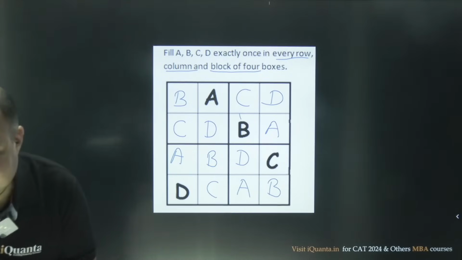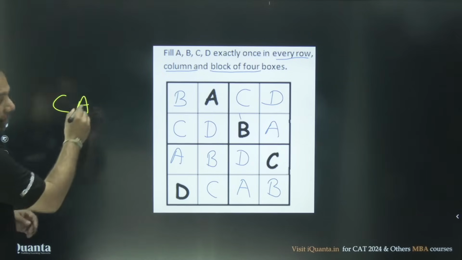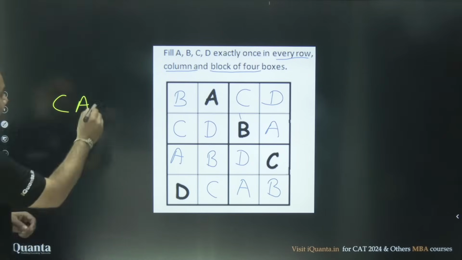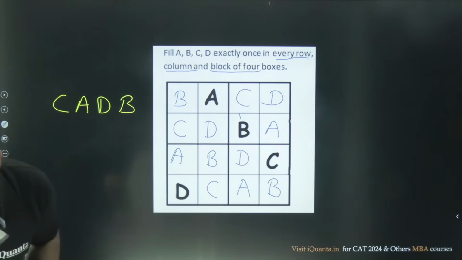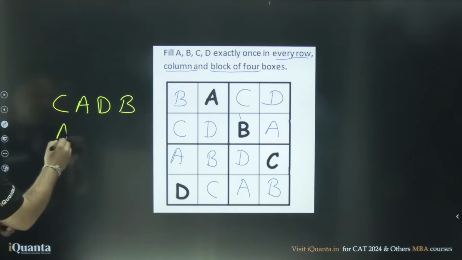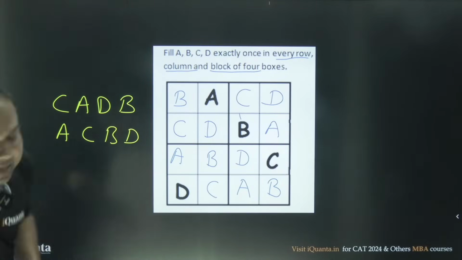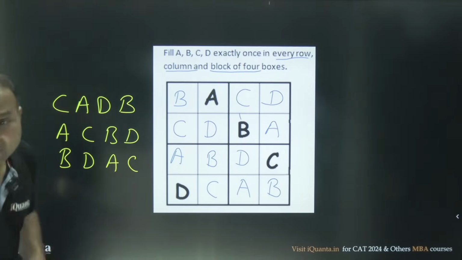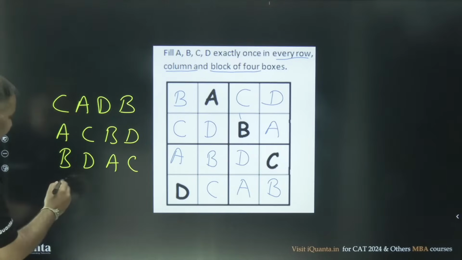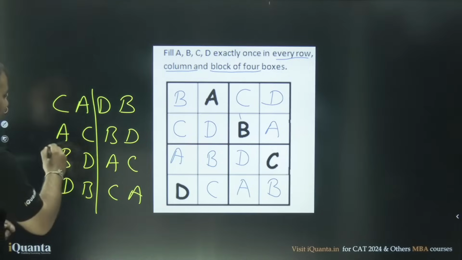Okay, Satyam has written finally. So Satyam is writing, I'm writing his answer. He is saying CADB. Then he's writing ACBD, ACBD, and BDAC, and finally he's writing DBCA, DBCA. So let me quickly draw the grid.